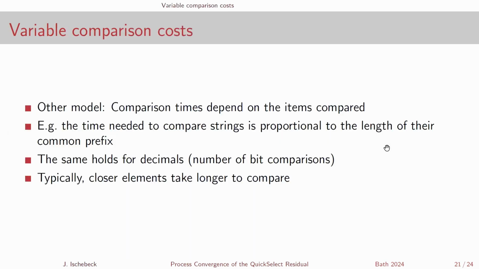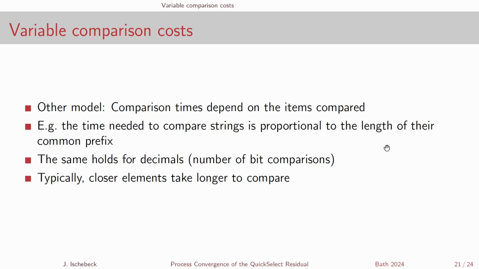And the second thing is, how about the comparison cost not being 1? So our other model is that comparison times depend on the length of the items that are compared. For example, if you have 2 strings that have the first character different, you only need to look at the first character to compare them. If they have 100 characters in common at the front, you have to check all of those 100 characters to see which one comes first. And the same holds for decimals that are very close.